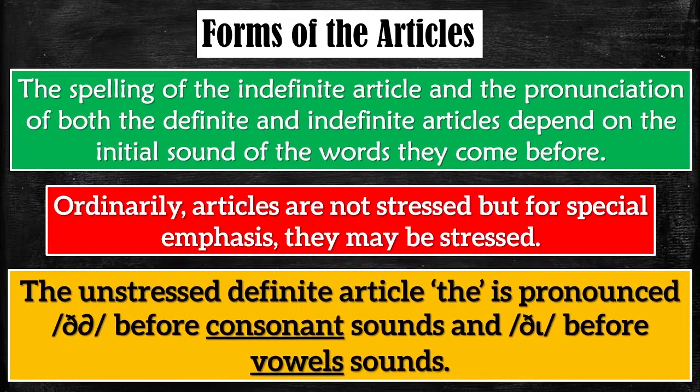The unstressed definite article the is pronounced "thuh" when it comes before consonant sounds and "thee" when it comes before vowel sounds. Let's say that again. When the article the, that is the definite article, precedes a consonant sound, then you pronounce it as "thuh". But when the article the precedes a vowel sound, it is pronounced as "thee".